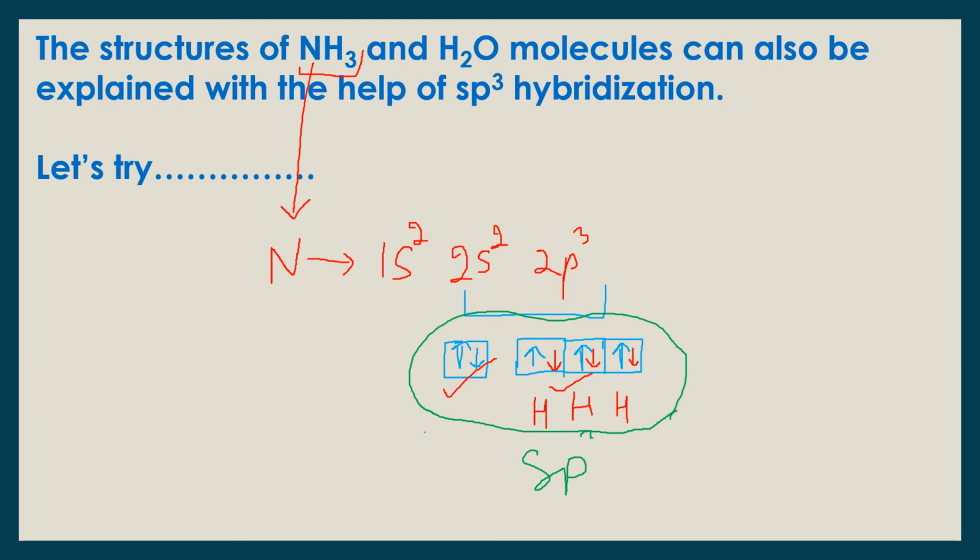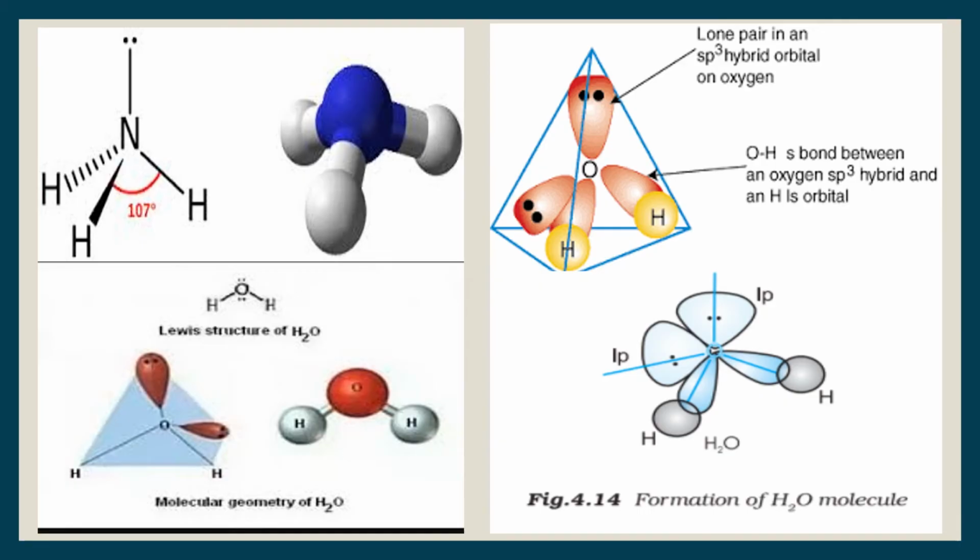Same way, if you try for water, H2O, write down the configuration of oxygen, 1s2 2s2 2p4, and oxygen is making just 2 bonds and it has 2 unpaired electrons. So here also the promotion of electron is not required. If you just see ammonia, it has pyramidal shape. It has 1 lone pair and 3 bond pairs. And same way we can explain for water also.